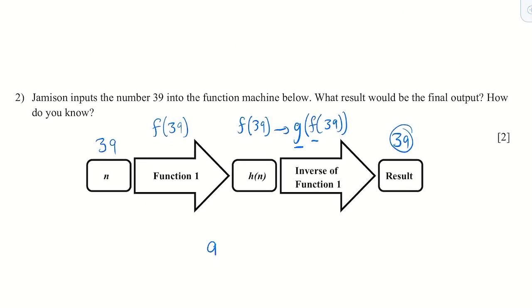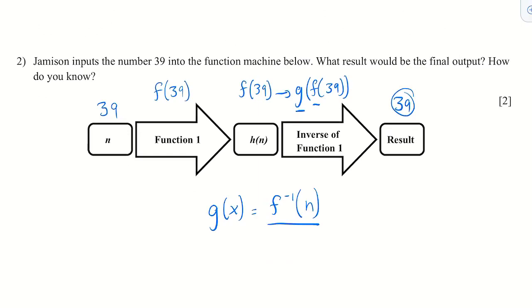So I can write g of x as the same exact thing as saying f to the negative 1 of n. So this really means that that is our inverse. So if we do the inverse of the function of n, we can see that this inverse and this function cancel out, and I'm left with the final result being just n, or in this case, the 39 is our answer.